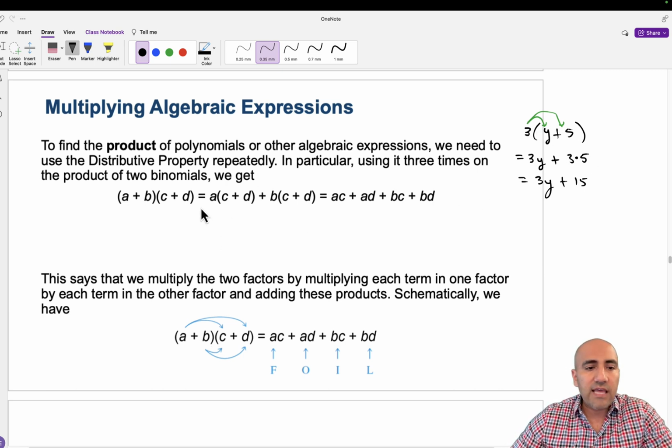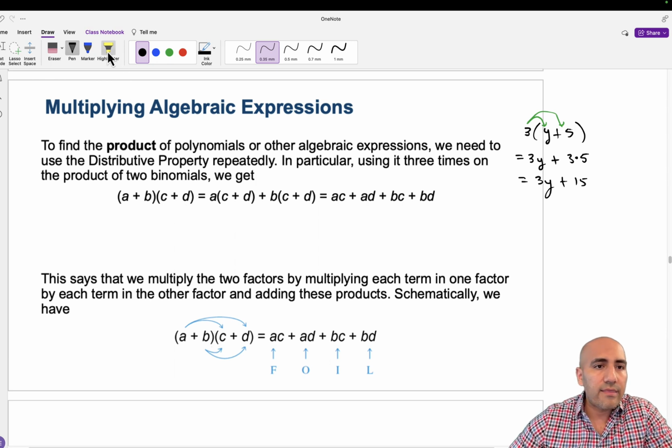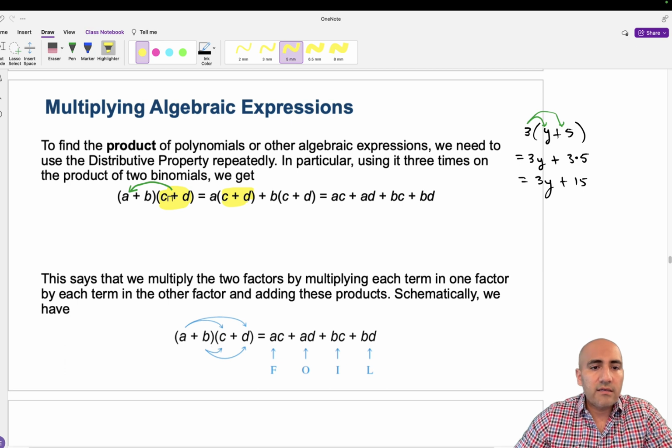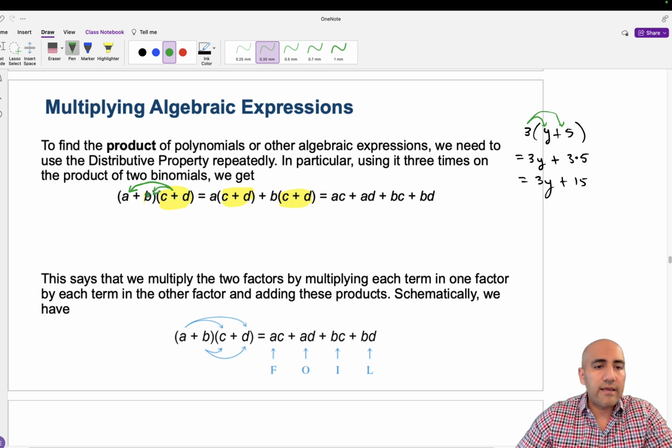What we're doing here is that we're going to take the whole thing as a little unit, and we're going to distribute it across each of these. So that's why we end up with a times c plus d. That would be this guy right here. A times c plus d plus c plus d times b. So we did the distributive property across from the second binomial to the first one. This whole thing times a plus this whole thing times b. That's the distributive property.